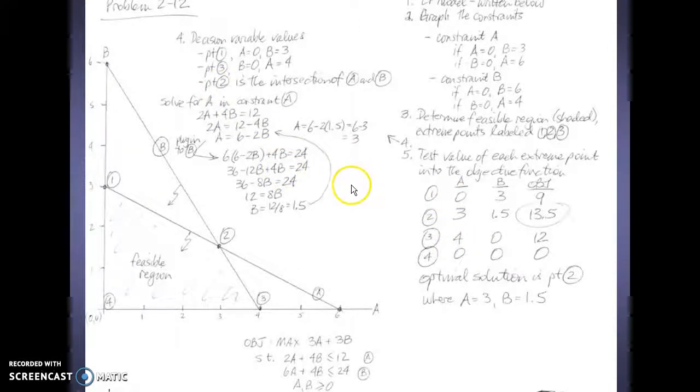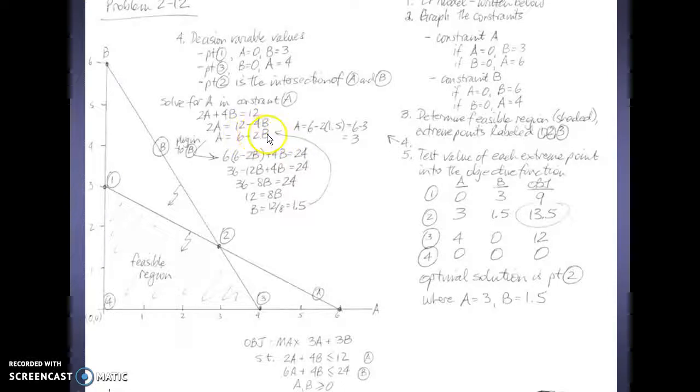Now for extreme point number 2, okay, it's the intersection of A and B. We'll solve for A. In this case, we take the constraint A expression, 2A plus 4B equals 12. So we solve for A. We get A equals 6 minus 2B. We plug that value into the B expression. We've solved for A equal to that right here. And we plug that value into the B expression. We get this. We flush this out. We solve for B. We get B is equal to 1.5.